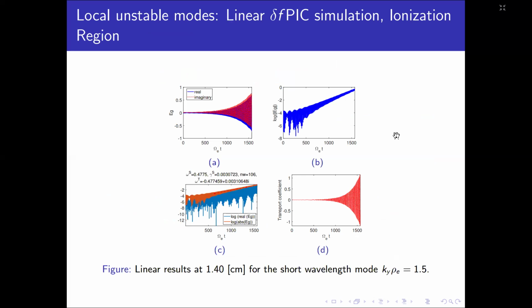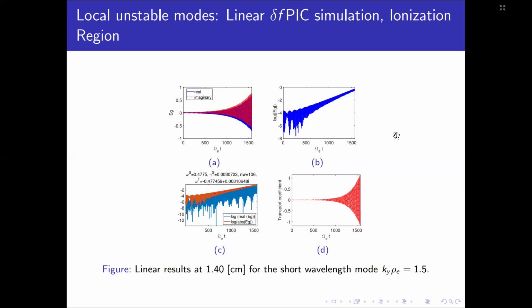And when I do that, I obtain these results. Here we have this perturbation in electric field, the real part and the imaginary part. Here in this other figure, we have in logarithmic scale this same perturbation in electric field. And as you can see, thanks to the delta F particle in cell, I can clearly see the linear growth rate of the instability.